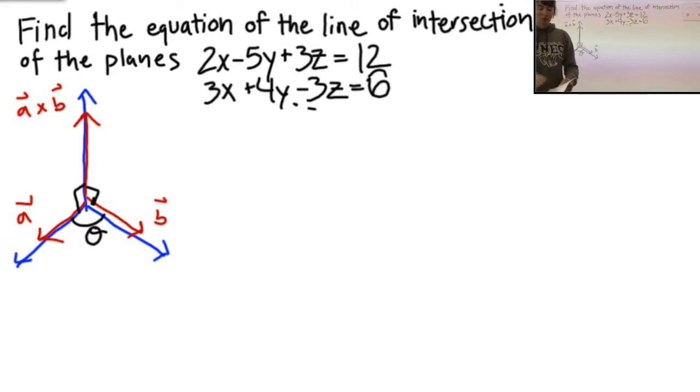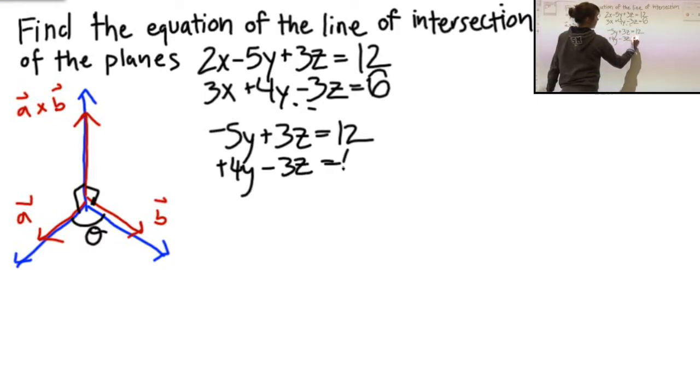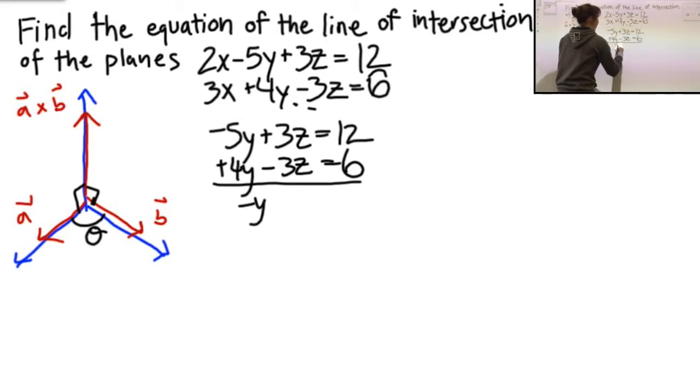So first we need to find a point of intersection. In this case, to make our numbers easy, we're going to use x equals 0. So if x equals 0 in these two equations, we end up with negative 5y plus 3z is equal to 12, and positive 4y minus 3z is equal to 6. So then we're solving for one of the variables. If we add these together, we get negative y is equal to 18, which means y is equal to negative 18.